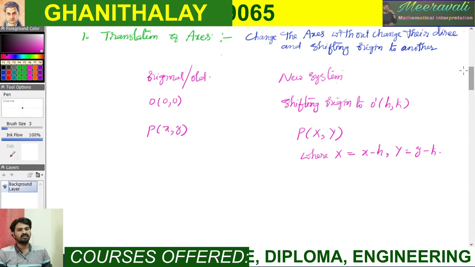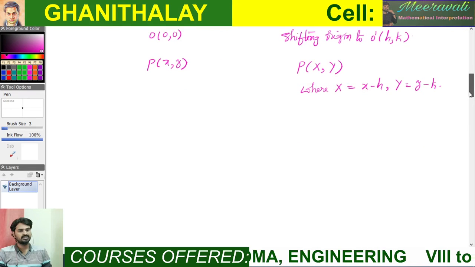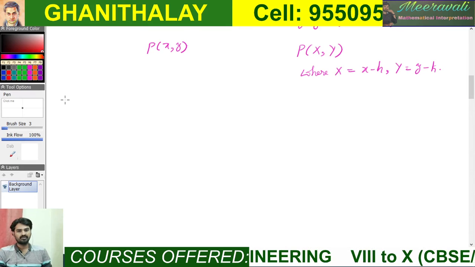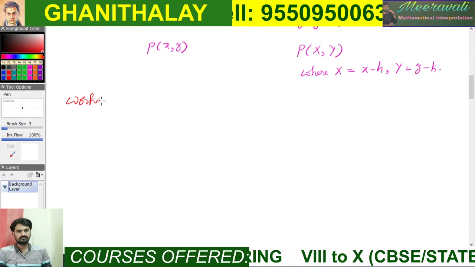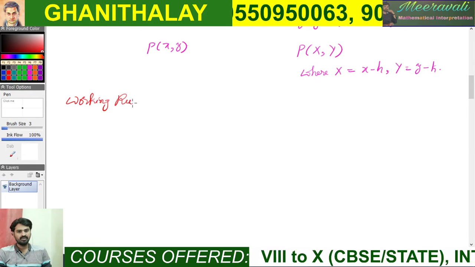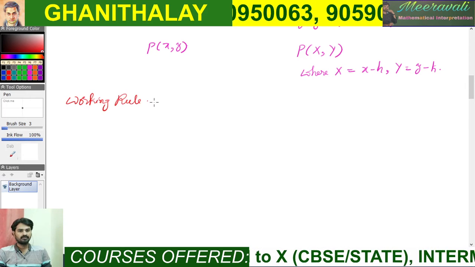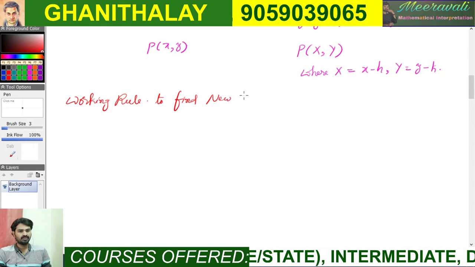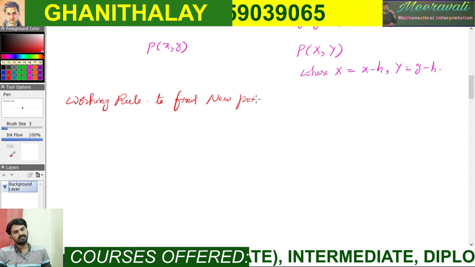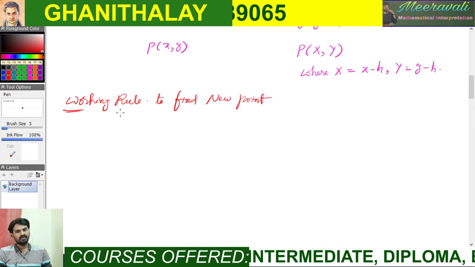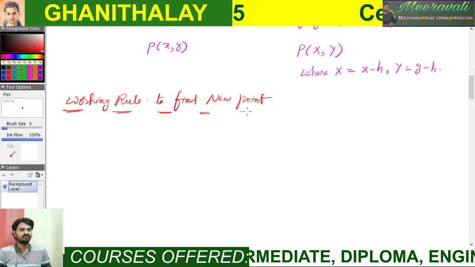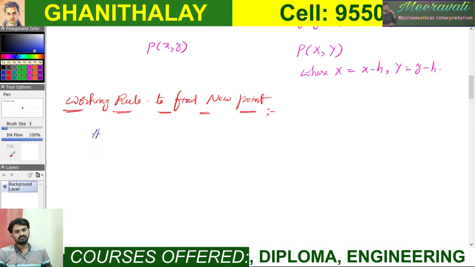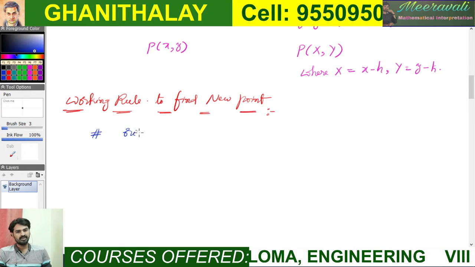So to find the new system coordinates, here I am going to write the working rule. Working rule to find the new system point. What are the working rules to find the new system point? First of all, you have to take the origin shifted point.